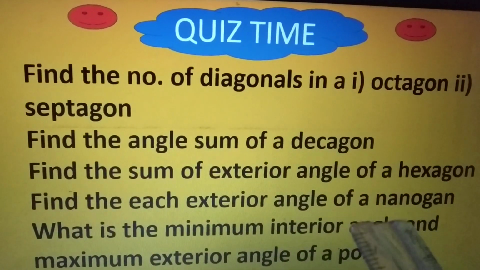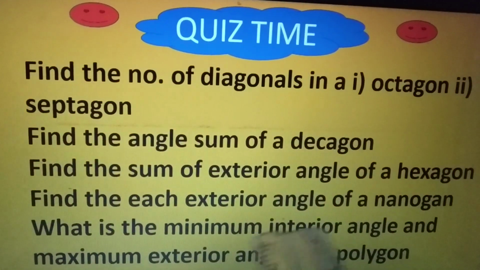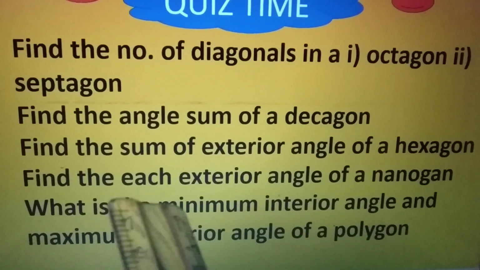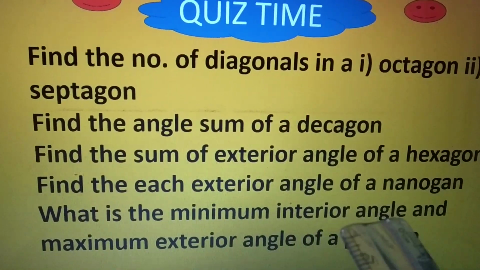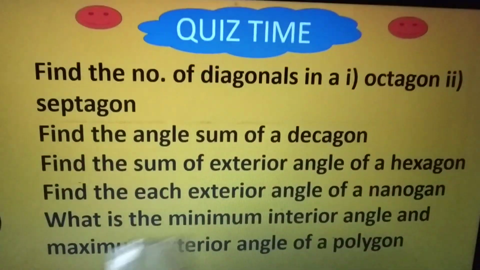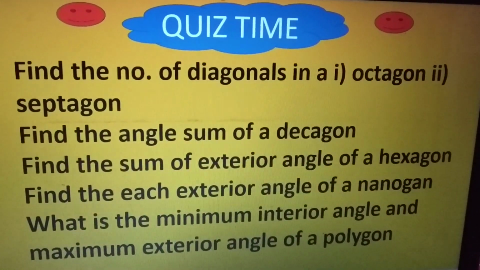What is the minimum interior angle? This I am leaving to you. You have to find this answer. What is the minimum interior angle and the maximum exterior angle of a polygon? Hope you have understood this PPT.